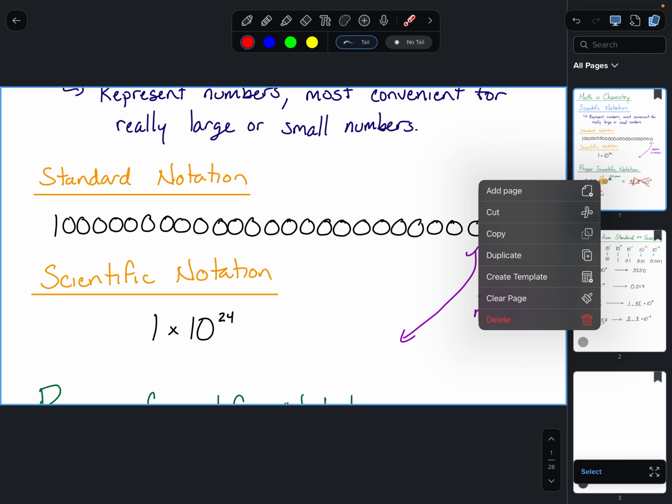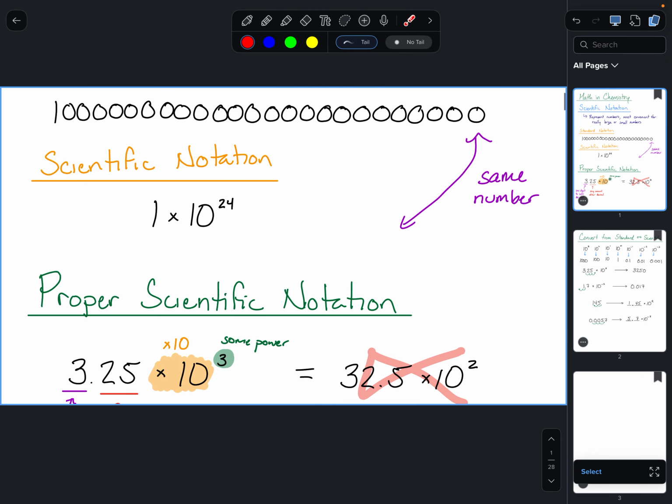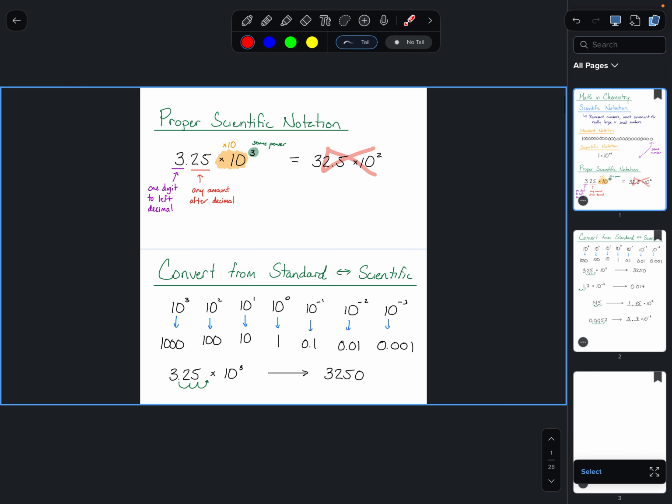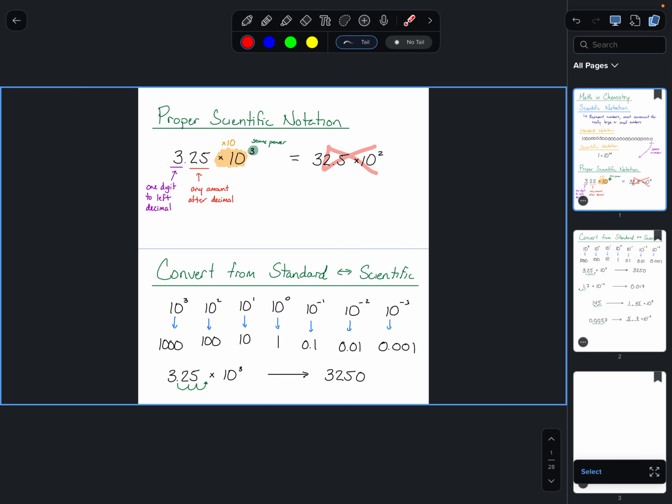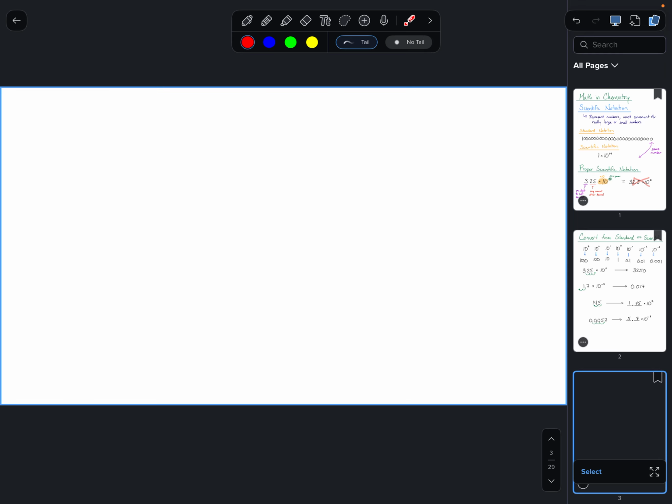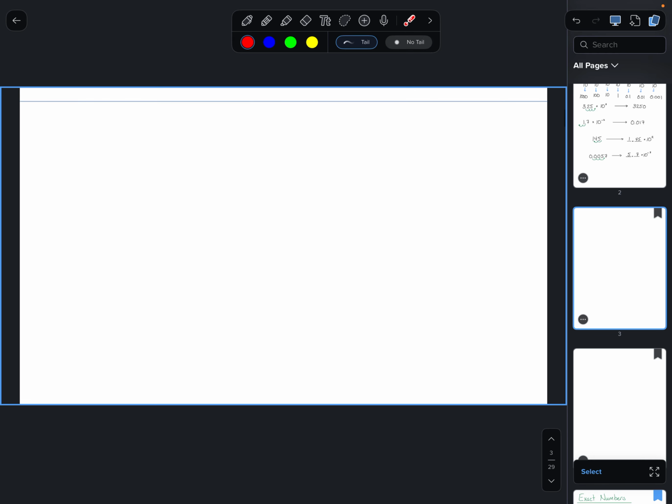Cool. All right. Any questions on scientific notation before we get going here? Cool. All right. So now everybody's absolute favorite topic in all of chemistry here, significant figures.